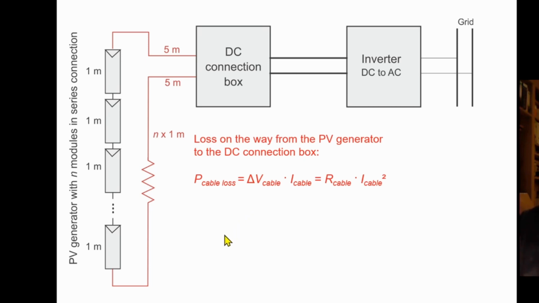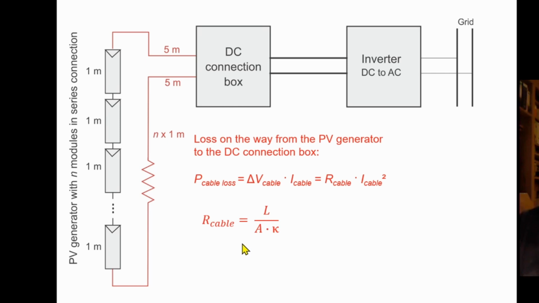So the cable loss is calculated as follows. We have the voltage loss along the cable times the current flowing through that cable. If you calculate the voltage loss, it is the resistance times the current through that cable. And if you multiply it once again by the current through the cable, we have I cable squared.